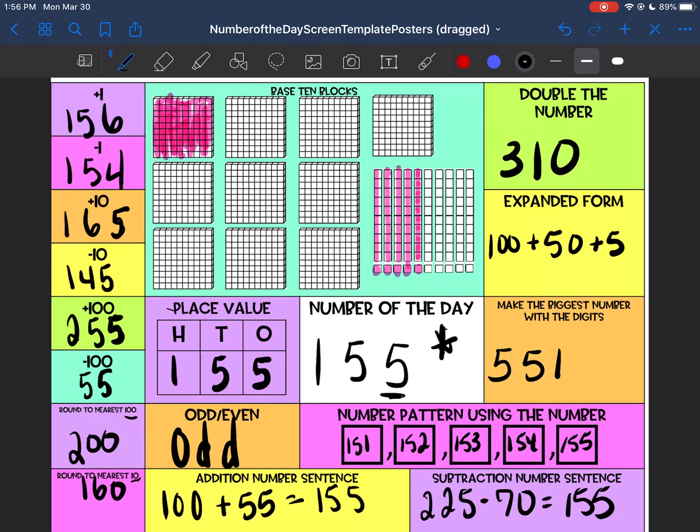I'm going to give you an example of what your notebook should look like, and then I'm going to give you 2 number of the days to complete. Remember, this is all focusing on place value. Remember to take a picture of your notebook and send it to your teacher.